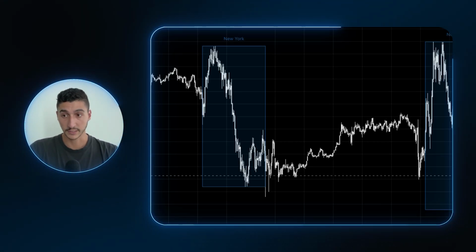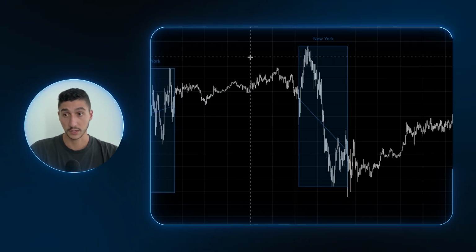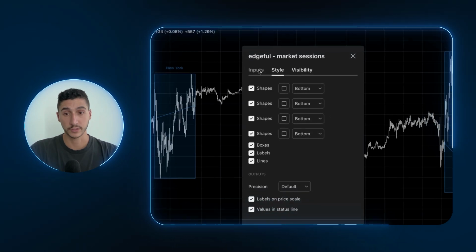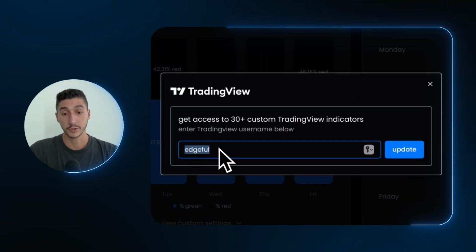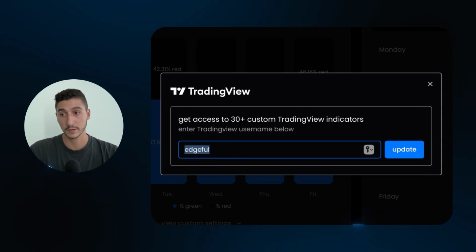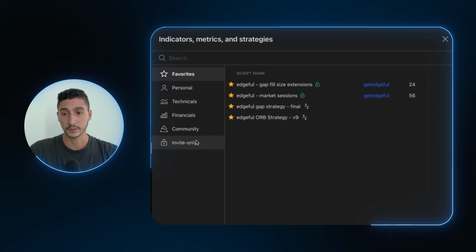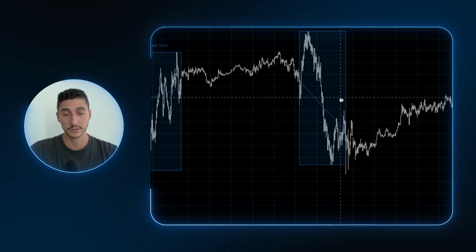When you're looking at this New York session using the open to close customization, you'll notice on this market sessions indicator, which outlines the New York session for you, which you can get access to right over here off to the right. You can put your TradingView username right over here, and you'll get all 35 custom indicators invite only.